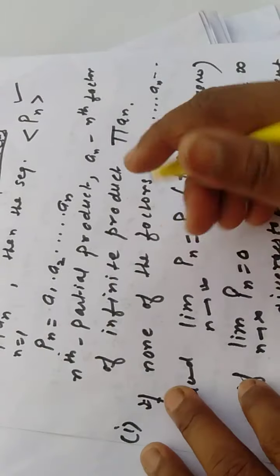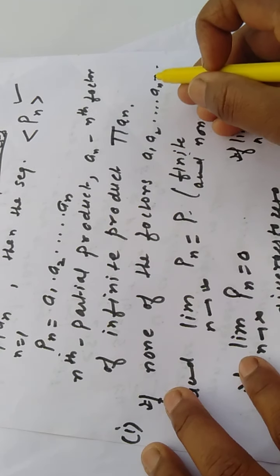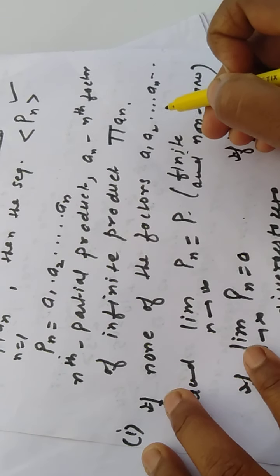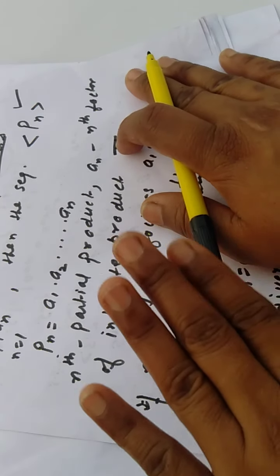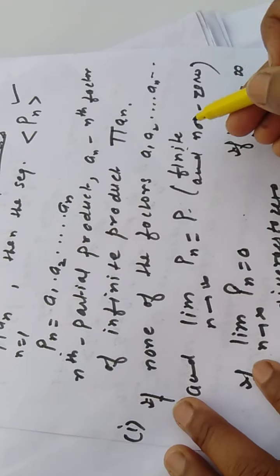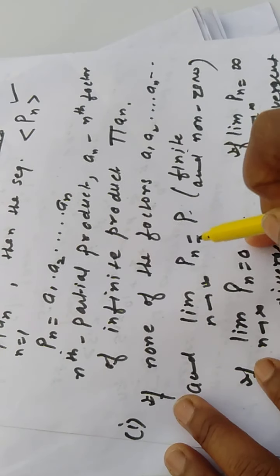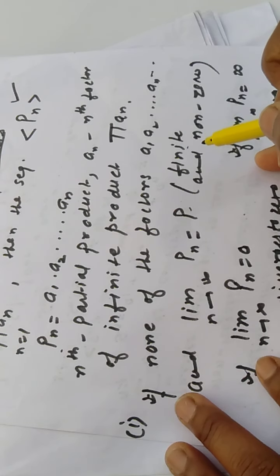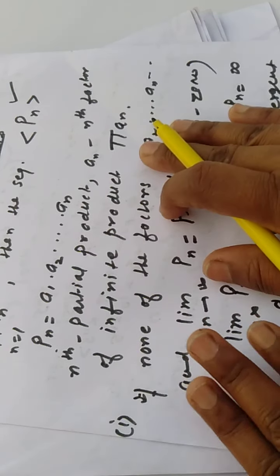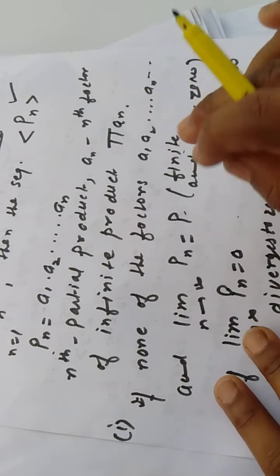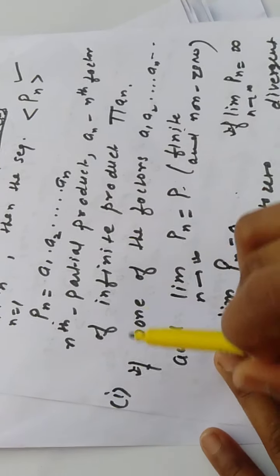Now the second case, when only finite number of factors are 0. Only finite number of factors are 0, and after removing those factors which are 0, the product converges to a finite and non-zero limit. We say that again the product, however it is 0, but we say that the product is convergent because only finite number of terms are 0. That was the second case.